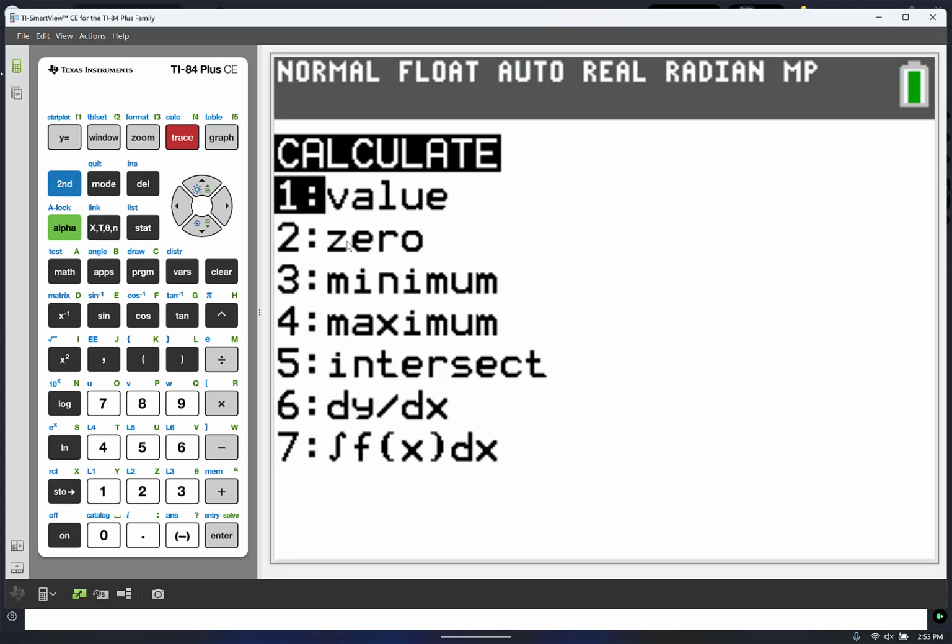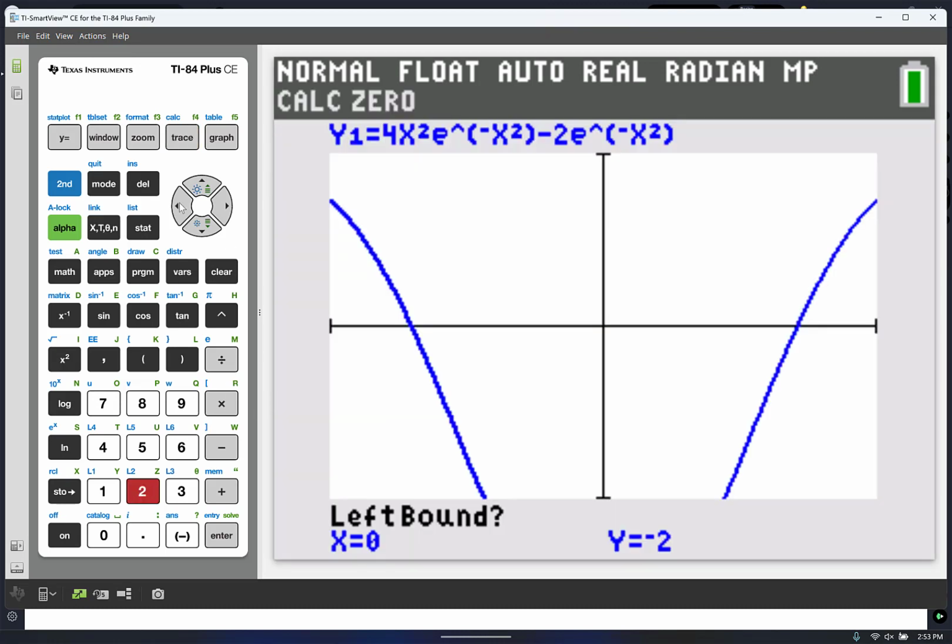These are all the options that it does for you. I'm going to click on the 0 because I'm looking where I cross the x-axis. The 0 means where the y value is 0. So I'm going to push 2. And then it says left bound. So it's telling me, where do you want me to look? So I'm going to click the left arrow until I see it. So there it is.